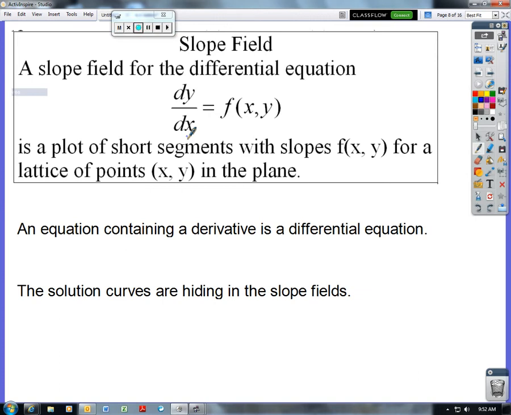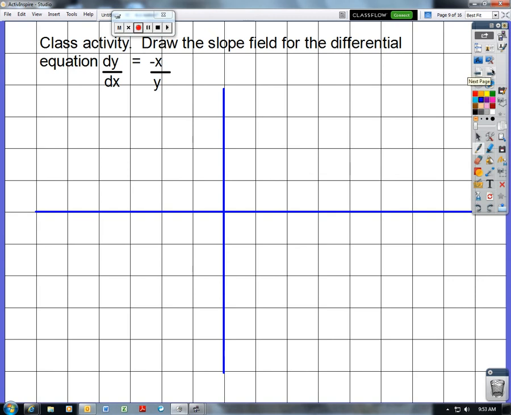Actually, I was going to do the example in class. Sorry. An equation containing a derivative is a differential equation, so that's good to know. And with these slope fields, the slope fields describe the derivative. The solution curves, which are the function y, those are actually hiding in the slope fields. And if you get good at it, you can get a feel for what they are. So this we're going to do in class. We're going to make a slope field.